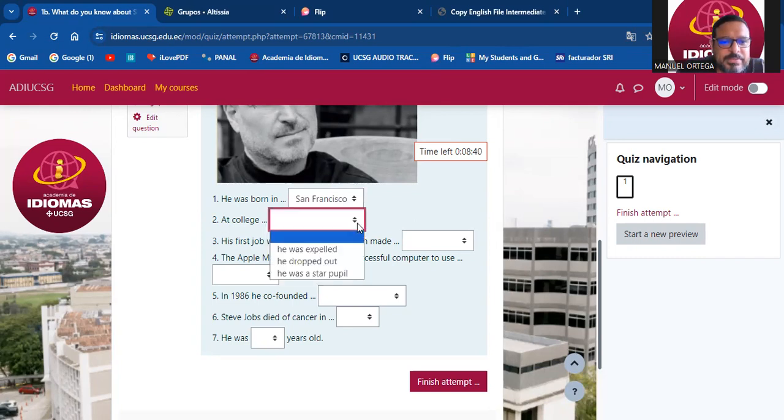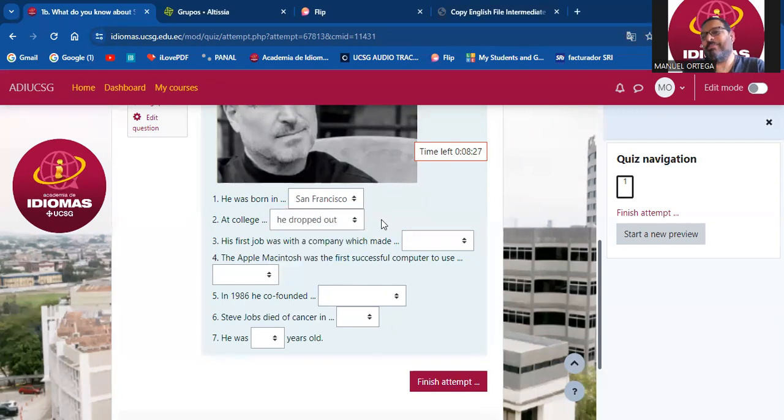At college, he was expelled, he dropped out, or he was a star pupil. Actually, he's one of the famous reasons why some students in high school don't want to study university. The story of him is that actually he dropped out. Drop out is that you retired. Imagine you're in the middle of your career and you decide to stop. So you drop out. Yep.